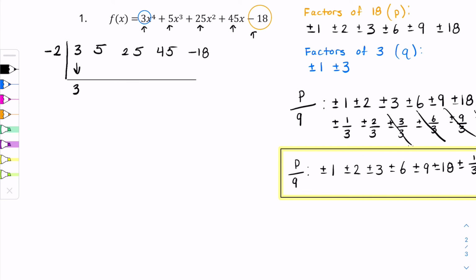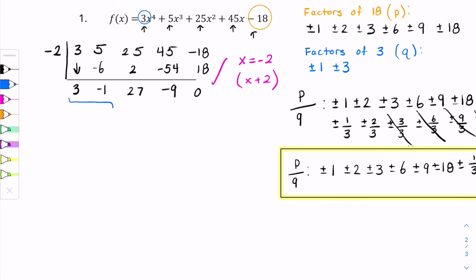If I bring down the value of 3, 3 times -2 is -6, plus 5 is -1, times -2 is +2, plus 25 is 27, times -2 is -54, plus 45 is -9, -9 times -2 is +18, which is 0. This tells us that we have a 0 at x equals -2, and we have a factor of x plus 2. Now I can use what's called the depressed polynomial to test the next value.